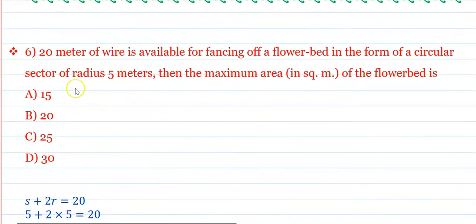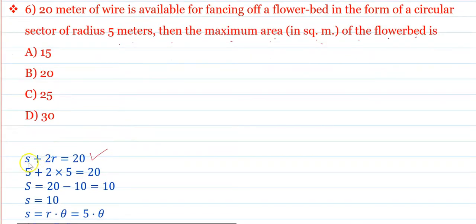Okay. Now the next. 20 meter of wire is available for fencing of a flower bed in the form of a circular sector of radius 5 meter. Then the maximum area in square meter of the flower bed is. Now we have here the perimeter of that flower bed. s plus 2r equals 20, and the radius is 5, therefore 2 into 5 is 10, so s equals 20 minus 10, you will get s equals 10.